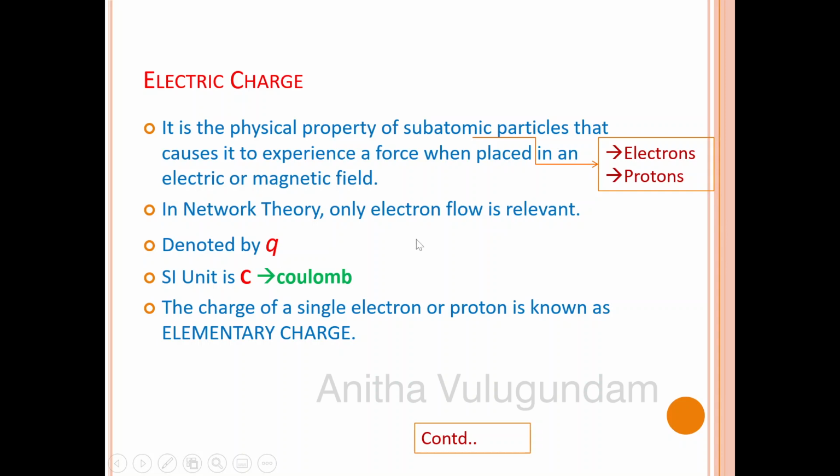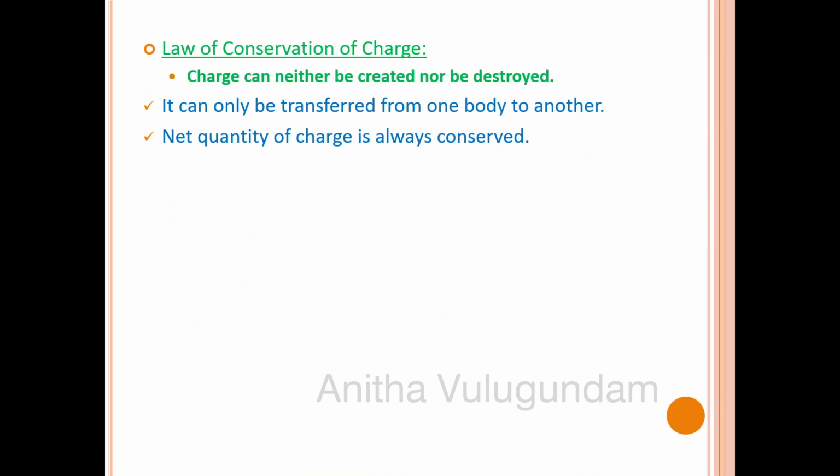In network theory, only electron flow is relevant and electric charge is denoted by Q. The SI unit of electric charge is C, Coulomb. The charge of a single electron or proton is known as an elementary charge. According to the law of conservation of charge, charge can neither be created nor be destroyed. It can only be transferred from one body to another body. And the net quantity of charge is always conserved.